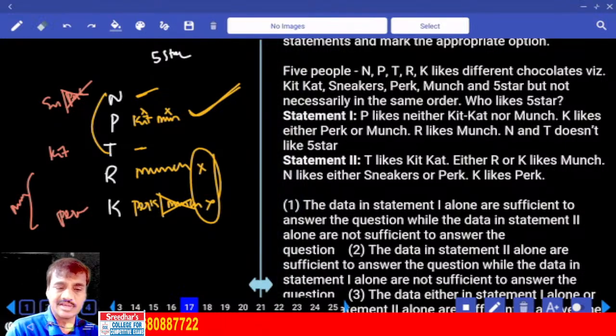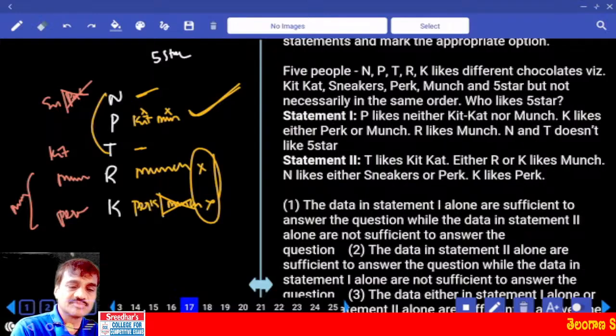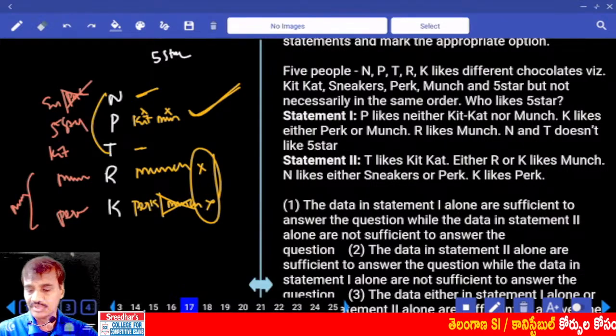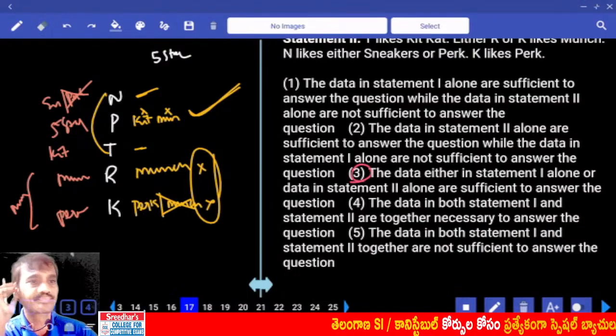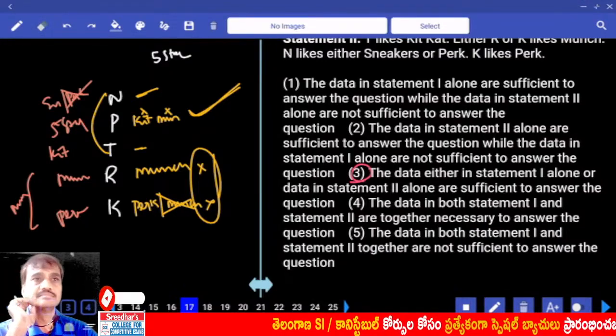Next, either R or K likes Munch. K cannot like Munch, so R likes Munch. If R likes Munch, P likes 5 Star. Now 1 alone is sufficient, 2 alone is sufficient. Either 1 alone or 2 alone, choice 3. Then next.